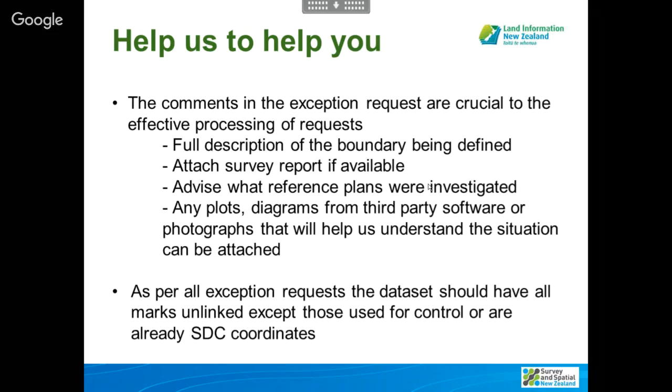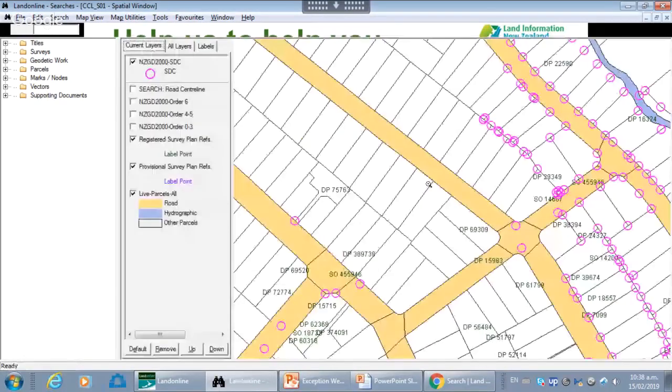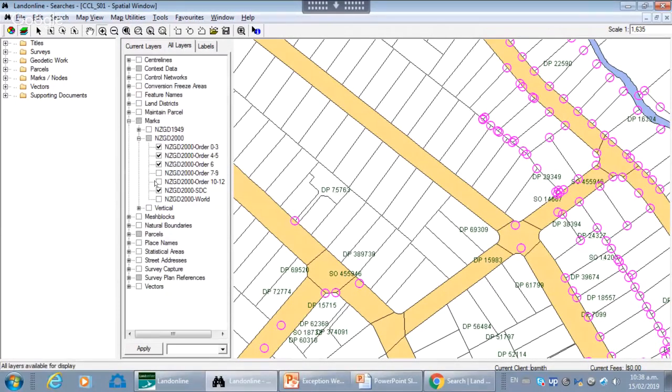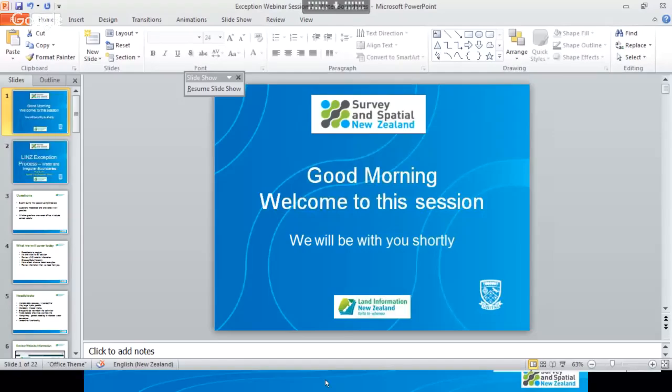Now, just for people who may be new to this, to find out if a coordinate is SDC or survey digitally accurate, the layer is found under marks, NZGD 2000, and then the SDC layer here, and they come up with the pink circles. So those marks can be left linked, but everything else should be unlinked before the exception process is submitted.